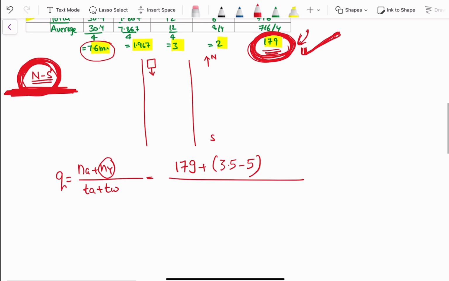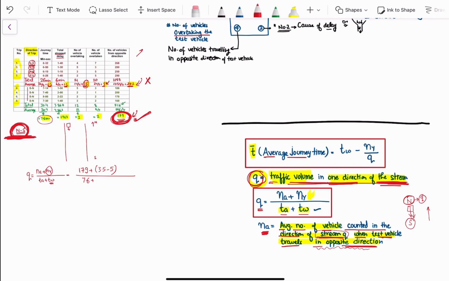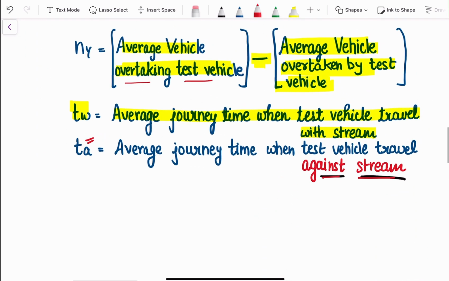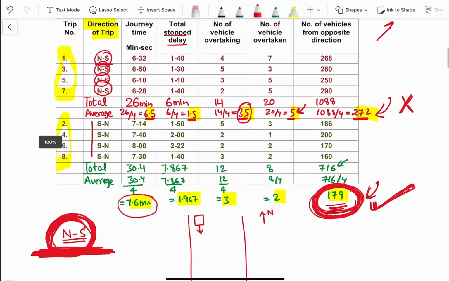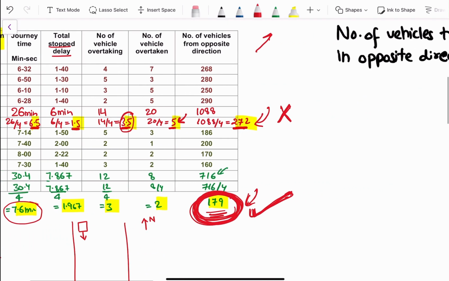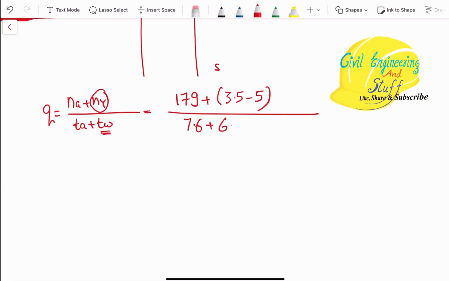I hope you are getting it. If you are not able to still understand, then it's okay. You can post your doubt in the comment section. Not a big issue. It's a bit confusing the first time, but if you understand the concept, then it becomes easy. Then we have TW. TW is defined as the average journey time when the test vehicle travels with the stream, right? So in our north-south direction, what is the average journey time here? Average journey time is 6.5.